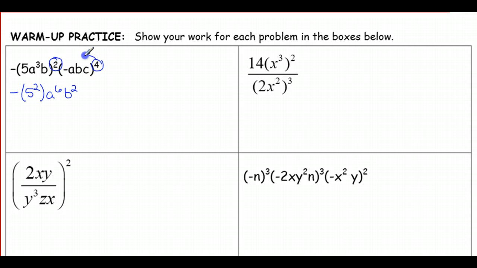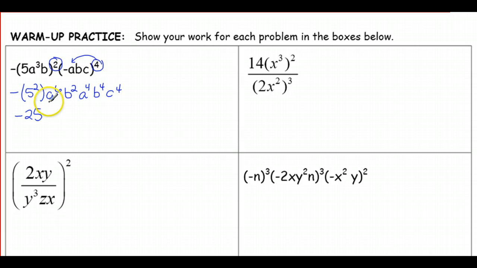Now, whenever we distribute an even exponent to a number that's negative, it becomes positive. So this is just going to become a to the 4th, then b to the 4th, and c to the 4th. The next thing I'm going to go ahead and do is square my 5. So I have now negative 25.